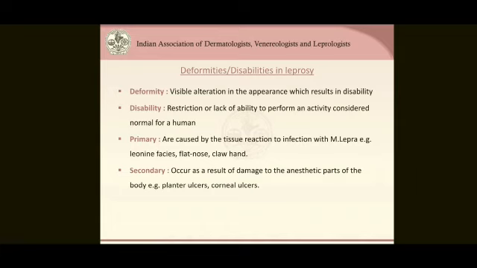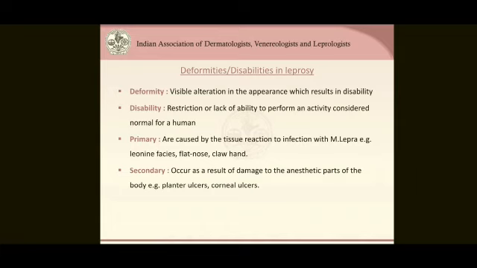The newer drugs for erythema nodosum leprosum include leukotriene inhibitors, thalidomide derivatives, and infliximab. So, part 1 of the complications we have dealt with, which is very important, is type 1 and type 2 reaction, which has to be very well managed, otherwise the patient will have deformities and disabilities.